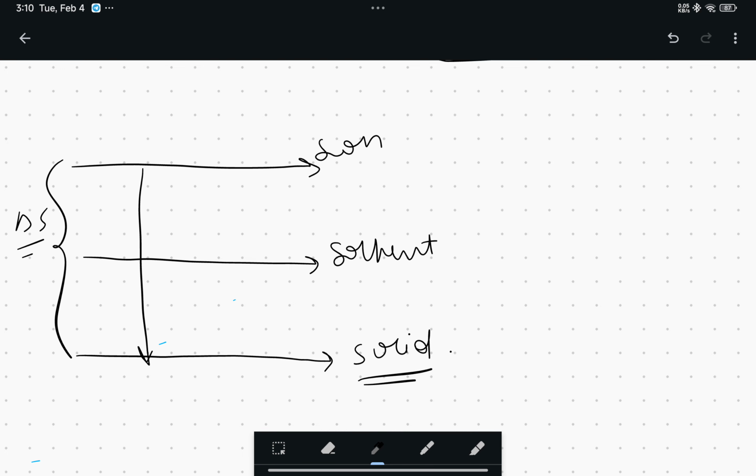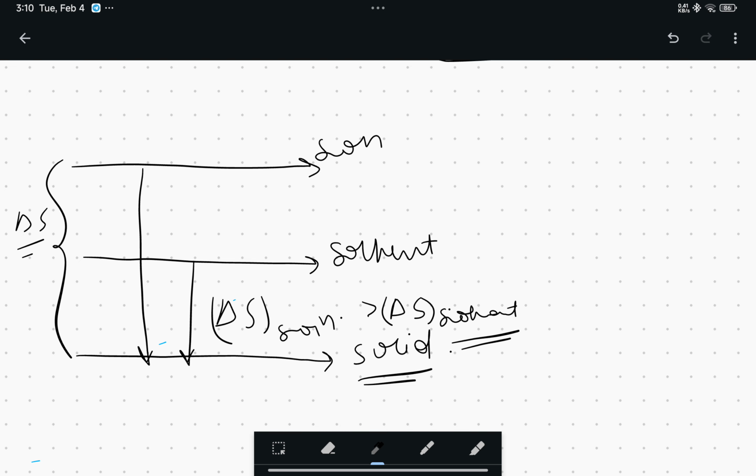Now we can see that change in entropy is more for solution. Here will be solution and here will be solvent. Okay, change in entropy will be more for solution.